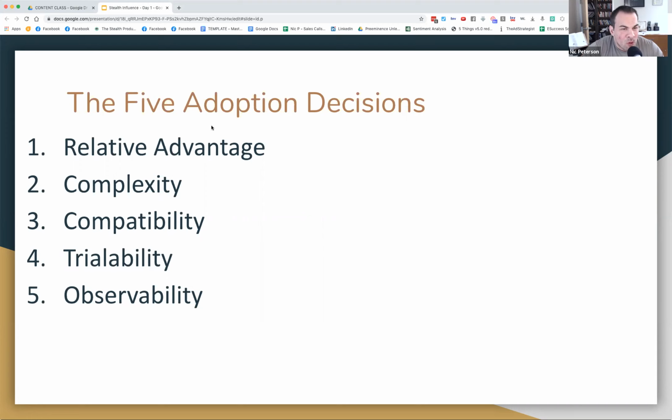This is where most marketers play a lot of time there. The second is complexity. What is the level of complexity? Is it too complex or is it too simple? We need to show through all of our content the level of complexity.